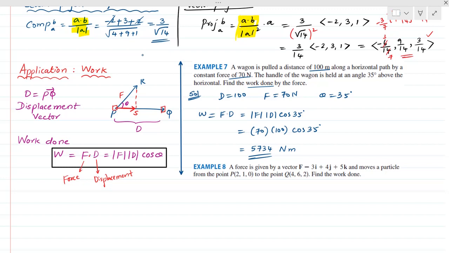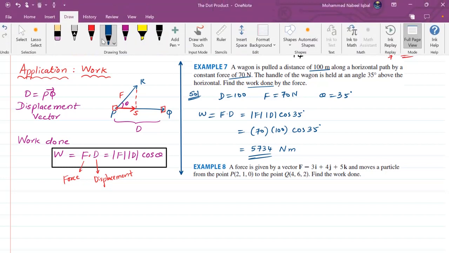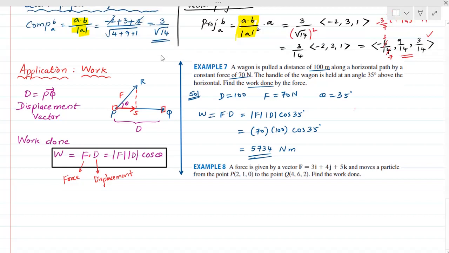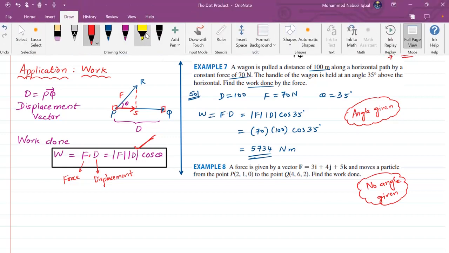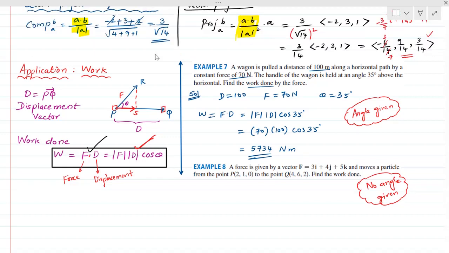In the next one, here is the difference between the last problem and this problem. Here the angle is given, but in this one no angle is given. So whenever the angle is not given, we will take directly the dot product. Where the angle is given, we will use this formula. Here there is no angle given, so we will just take the dot product of these vectors. We will use this rule, F into D, that's it.